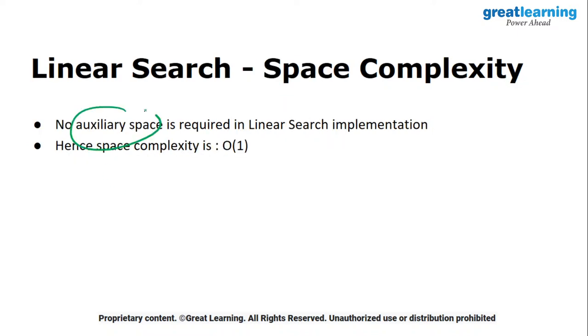And now you're not using any auxiliary space or extra memory. Yes, so you're not using any auxiliary memory. So the space complexity will be big O of one. Simple. That's it. Okay, done. So now what about these things?